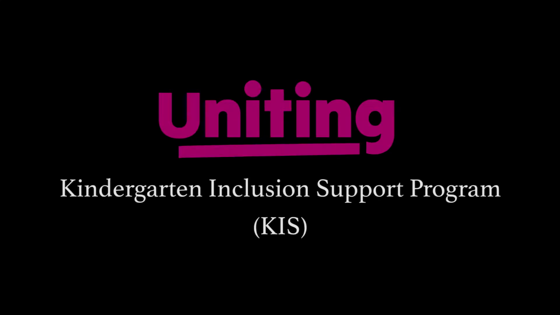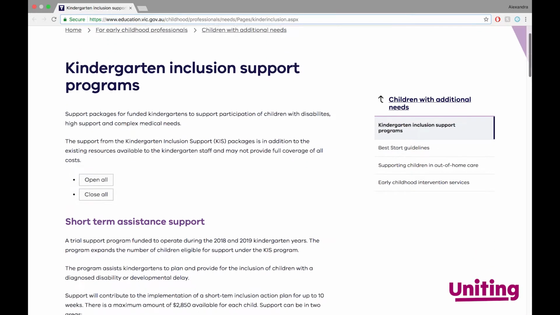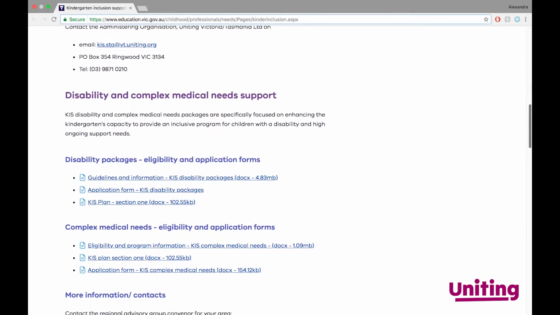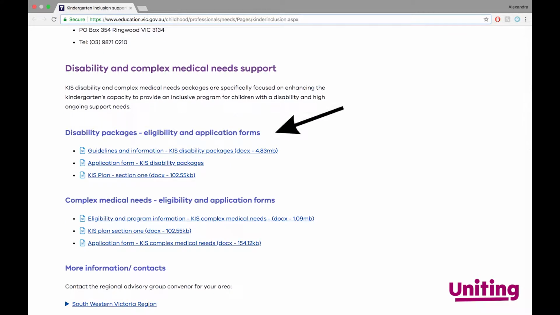Welcome. Today we are going to go through the process for completing an application for Kindergarten Inclusion Support, or KIS. There are two streams of KIS funding you can apply for: KIS Disability and KIS Complex Medical Needs. The focus of the discussion will be the KIS Disability application.